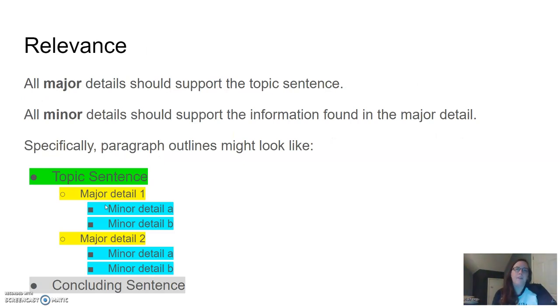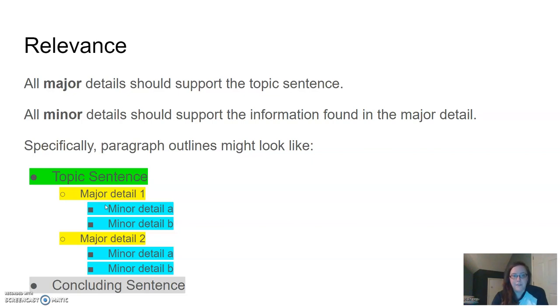Okay. One of the things, and this kind of takes me back to the point I said at the beginning, is relevance. So all of your major details should support your topic sentence, and all of your minor details should support the information in the major detail. If you have any detail, whether it's major or minor, that is not working to support the topic sentence, or, if it's a minor detail, that major detail, something that just seems out of place, or as I would say, off topic, that is probably something where you would say, okay, I'm going off on a tangent here. This is unrelated. Maybe I can bring this up in a follow-up paragraph on a new topic.